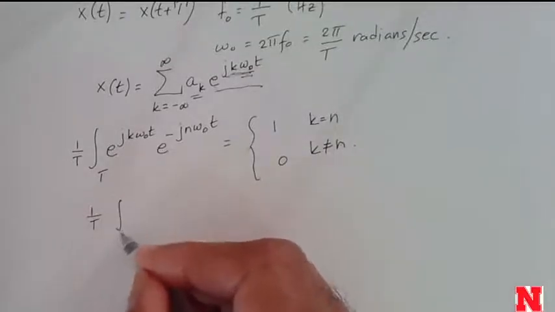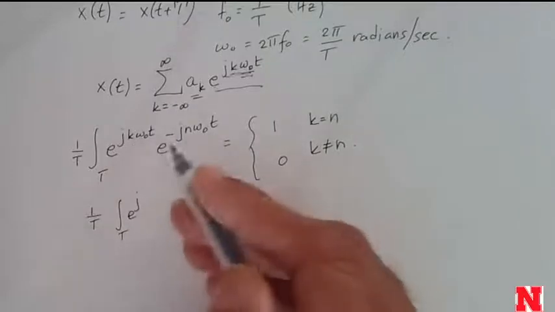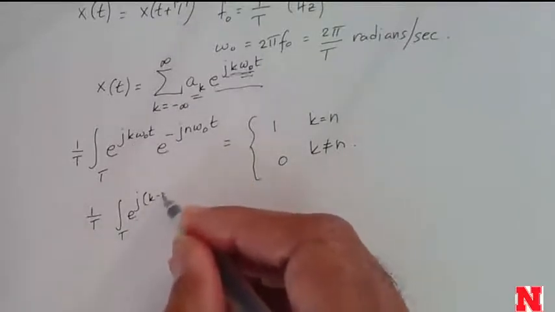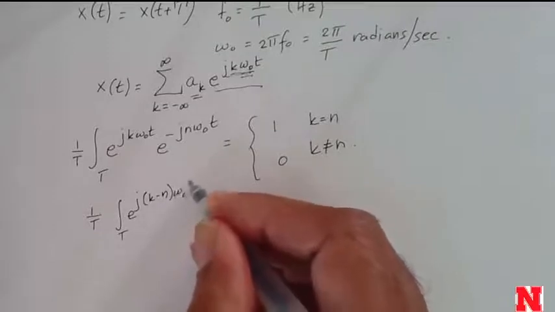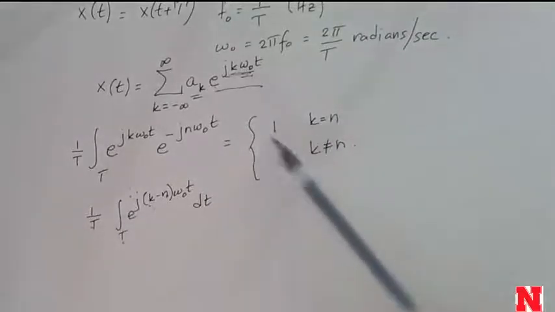So if I have 1 over T e to the j, I can combine these two. So this is k minus n omega naught t dt, right? When k is equal to n, then I'll just get the integral over one period of e to the power 0, which is just 1. So if I integrate from 0 to capital T, for example, this will be just capital T, and I'll divide capital T out, and I'll get 1.